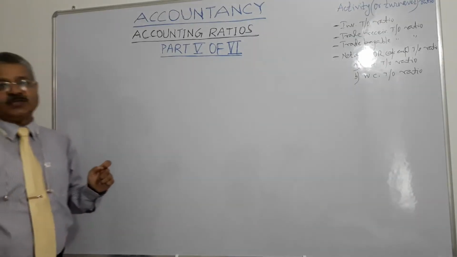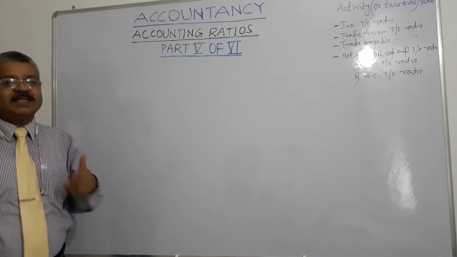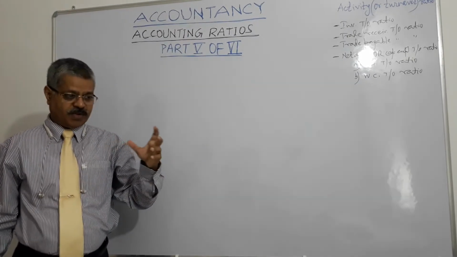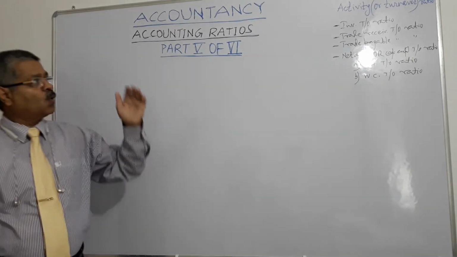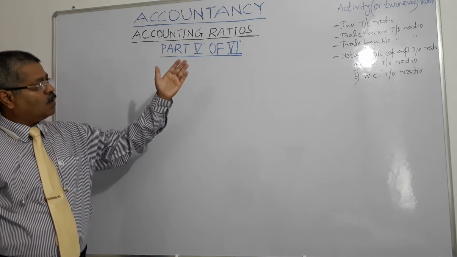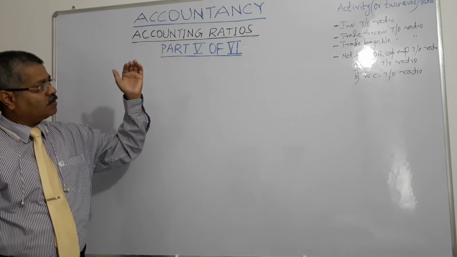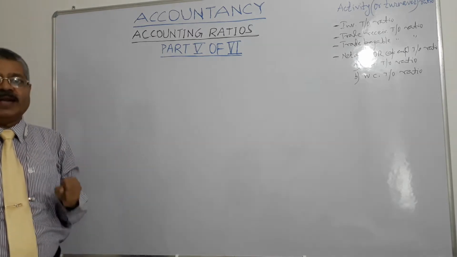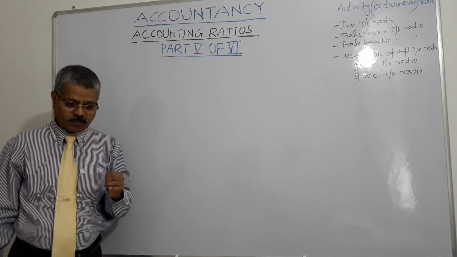So first we would like to know what is activity or turnover ratio. We need to know 3 things. What does it mean? What is the relevance or significance? And how do we calculate it, right?